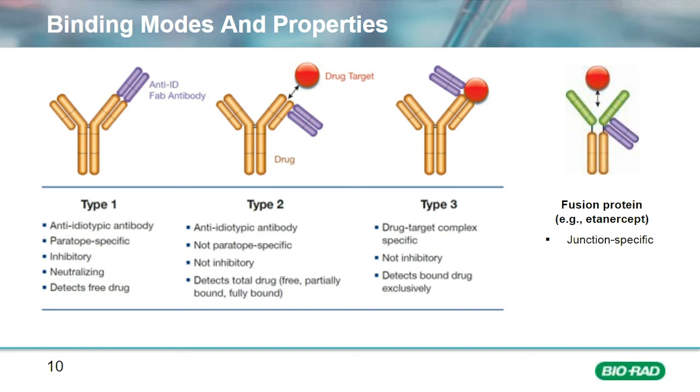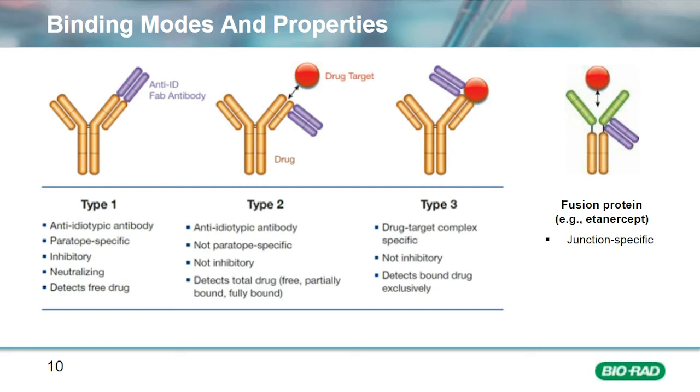The next type we make are the type 2 anti-idiotypes. So here the challenge is to identify unique epitopes to the drug antibody that are outside of the paratope. So these are non-inhibitory antibodies. So these will allow you to measure total drug, regardless of whether the drug is free or in complex with its target. And this can often be a requirement because often the targets of therapeutic drugs are present in the serum. So when a sample is taken, the drug antibodies that are recovered will be in complex with their target. They will not be in the free form.